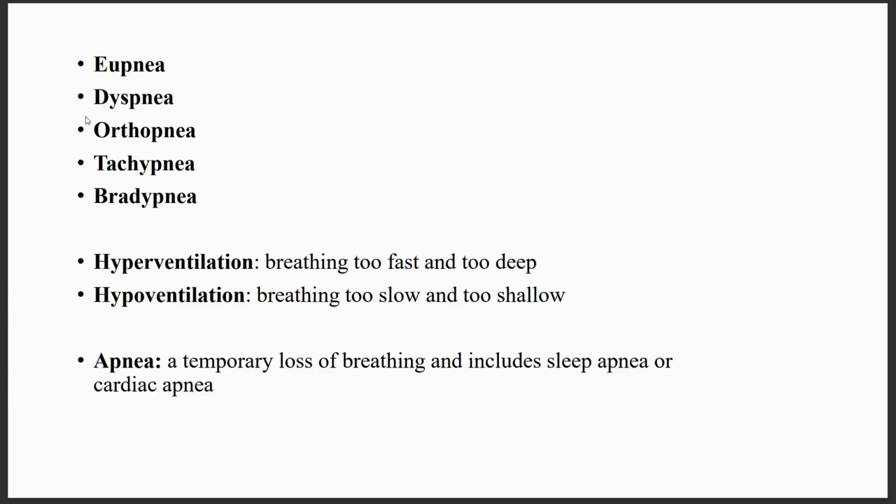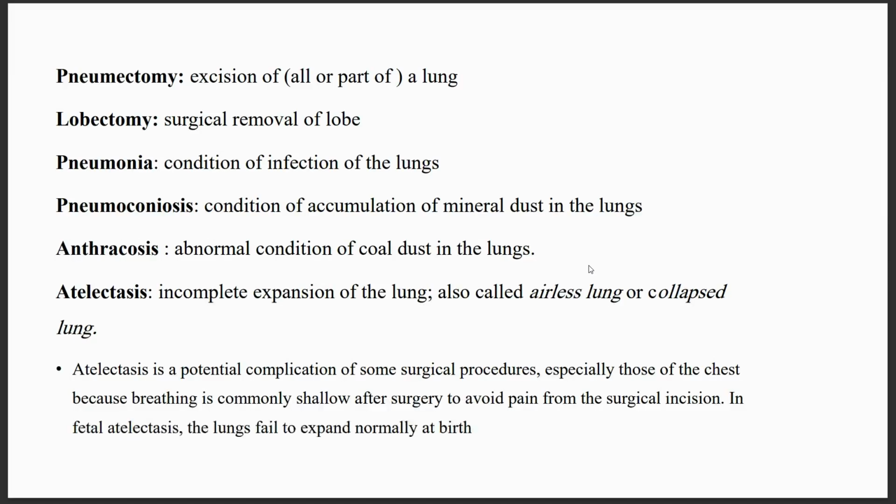And then we have eupnea, dyspnea, orthopnea, tachypnea, bradypnea. Hyperventilation: this is breathing too fast and too deep. Hypoventilation: breathing too slow or too shallow. Note the key words here, hyper and hypo. And then apnea: this is a temporary loss of breathing, and includes sleep apnea or cardiac apnea.